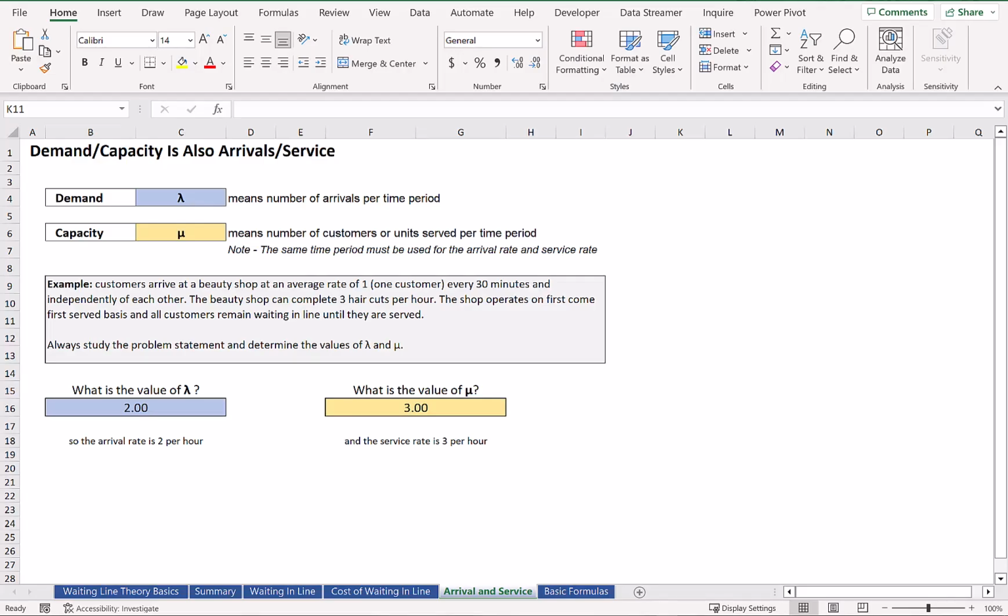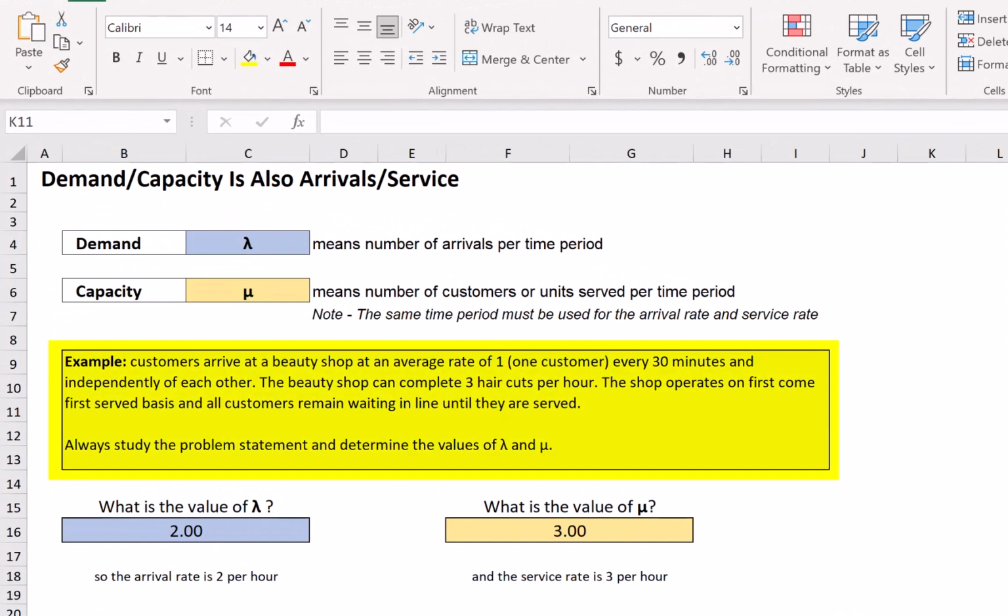To use the waiting line theory equations, all we need to determine is lambda and mu. Let's take an example. Customers arrive at a beauty shop at an average rate of one customer every 30 minutes. Well, that's the arrival rate. That means it's lambda. And the arrival rate is stated as 1 every 30 minutes. So let's call that 2 per hour. We could express it in a minute, but that would make the customers a very, very small fraction. 2 per hour sounds reasonable for this example.